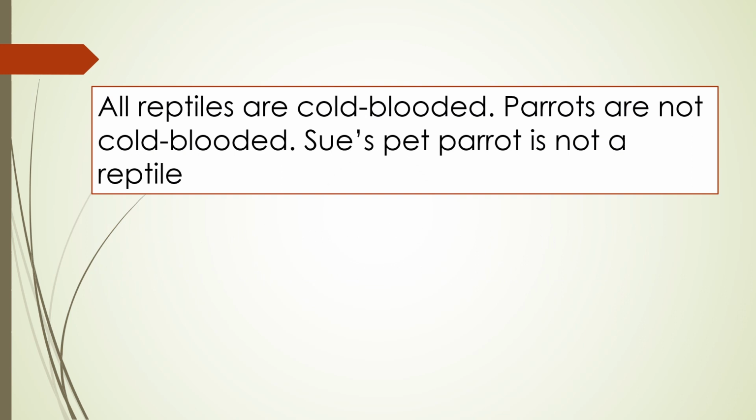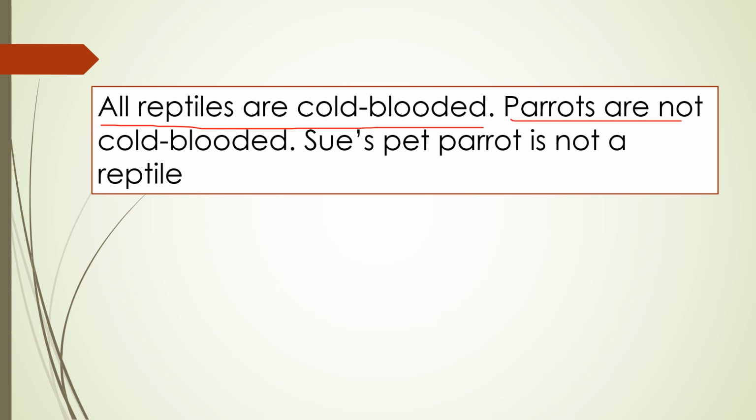Here is another example. All reptiles are cold-blooded. Parrots are not cold-blooded. Sue's pet is a parrot. Therefore, it's not a reptile. So, tingnan nyo yung first statement pa lang natin, first sentence pa lang natin. General statement kaagad. All reptiles. So, nilahat niya na lahat daw ng reptiles are cold-blooded. So, this is a general statement.